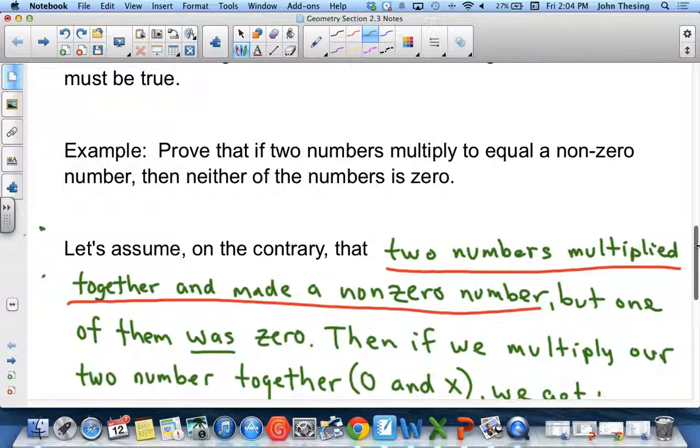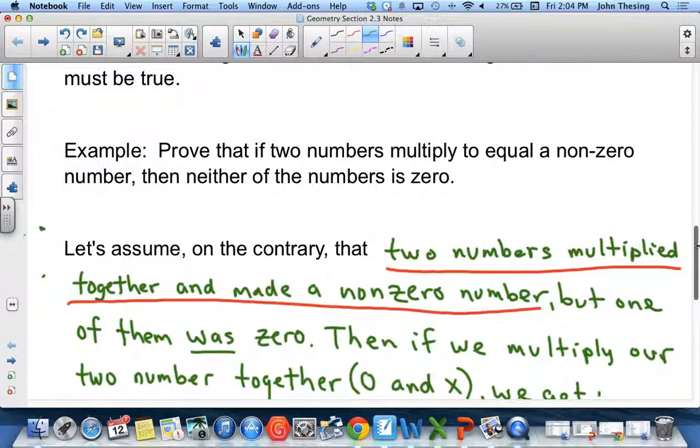Okay, so let's say Baja is taking this stance, and I'm like, no way. Like, if two numbers multiply to equal a non-zero number, then it's not the case that neither of them could be zero. I'm saying maybe one of them is zero. Baja's like, all right, let's roll with that.